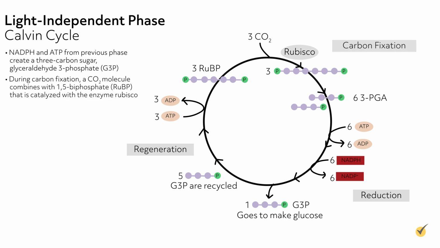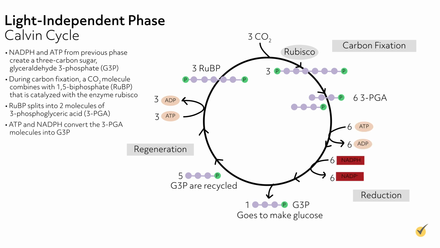During carbon fixation, a carbon dioxide molecule combines with ribulose 1,5-bisphosphate, or RuBP, that is catalyzed with the enzyme Rubisco. RuBP splits into two molecules of 3-phosphoglyceric acid, or 3-PGA. From here, ATP and NADPH convert the 3-PGA molecules into G3P. Some G3P is converted into glucose, while other G3P molecules are recycled to regenerate the RuBP molecules we encountered at the beginning of the cycle.